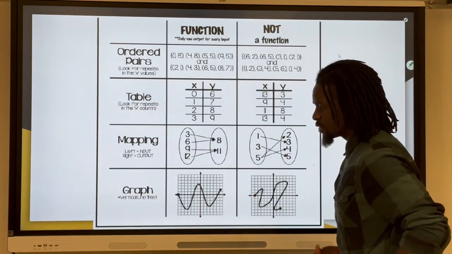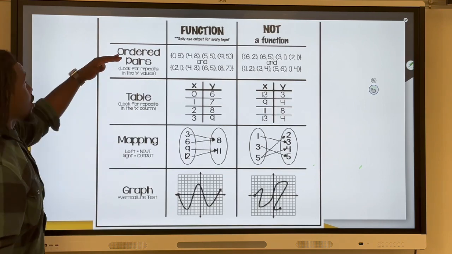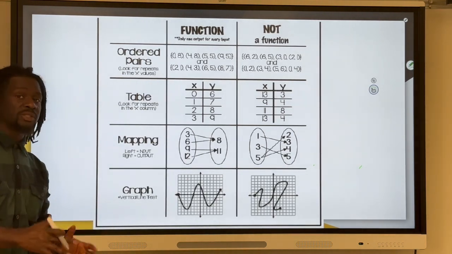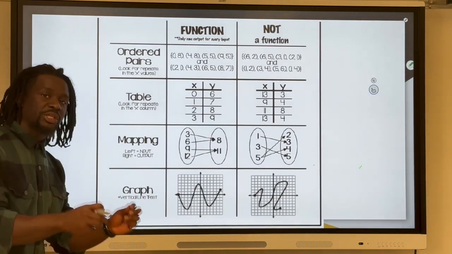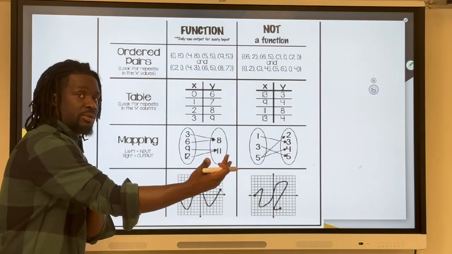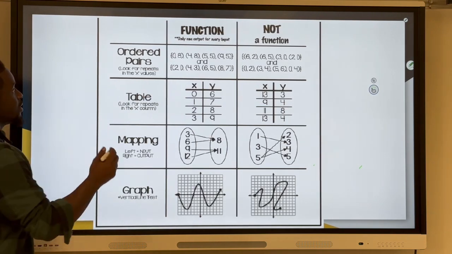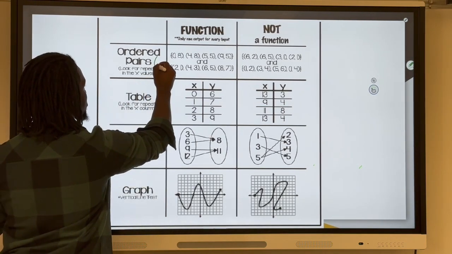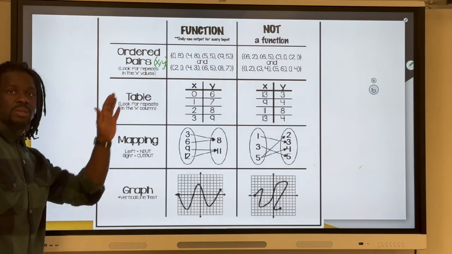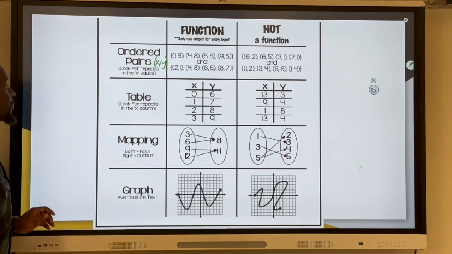Functions can be shown using the following things. You've got ordered pairs, tables, maps, and graphs. Today, all we're doing is determining whether a relation is a function. Let's start by looking at ordered pairs. When you deal with ordered pairs, you always have an X and a Y. The X is the first number, the Y is the second number. The X is the input, the Y is the output.